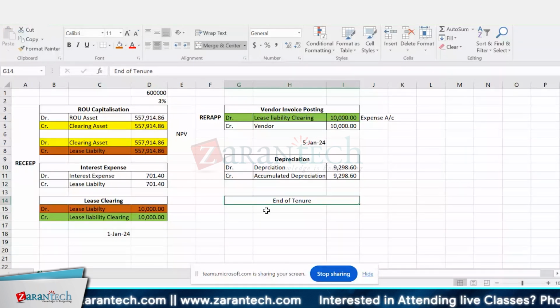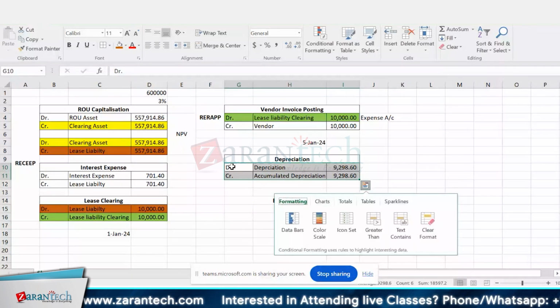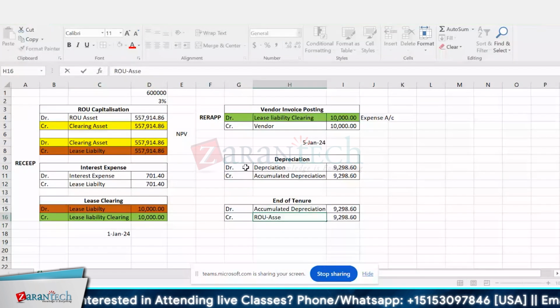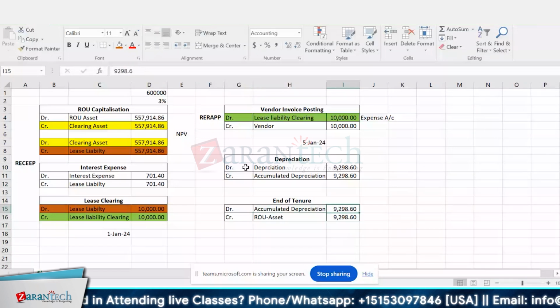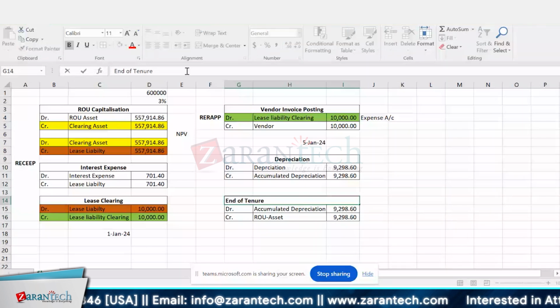Are you sure? All the accumulated accounts to clear, ROU. Accumulated to ROU, or accumulated to... No, I told you, asset. So here the word is ROU. And what should be the amount over here? Whatever is in the depreciation fund, or if it is fully depreciated, then the same amount. When I'm saying end of tenure, it is at the end of the full tenure. So what should be the amount over here?